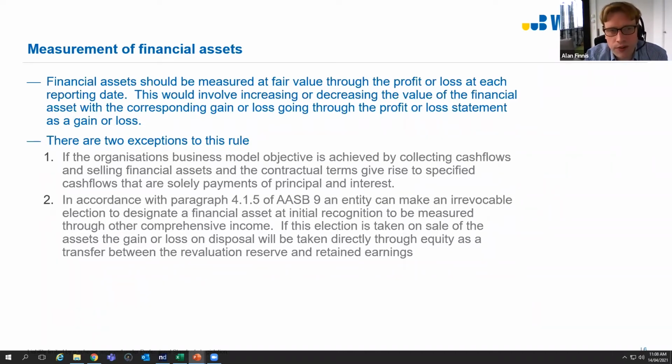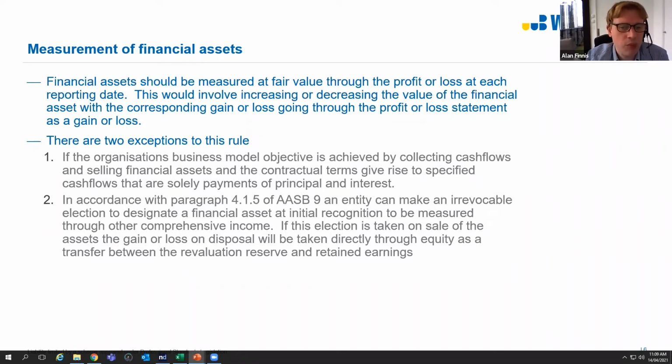With regards to financial assets, which tend to be equity investments, there are a number of ways that you can do these. The main finding of the standard is that the majority of these gains and losses will go through the P&L. There are a couple of exceptions as we work through the do's and don'ts of this standard, but in essence, the majority of the time you will revalue investments through the P&L.